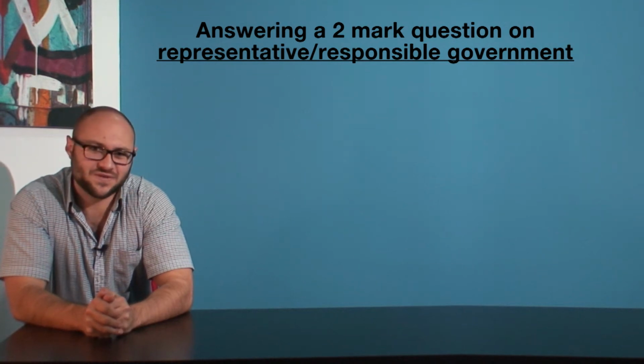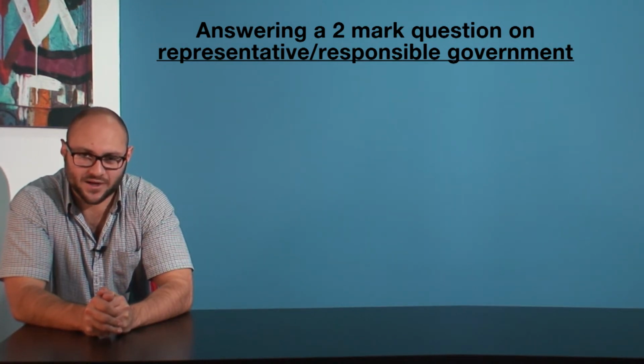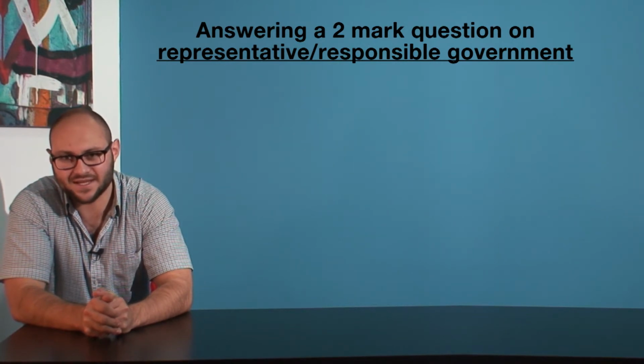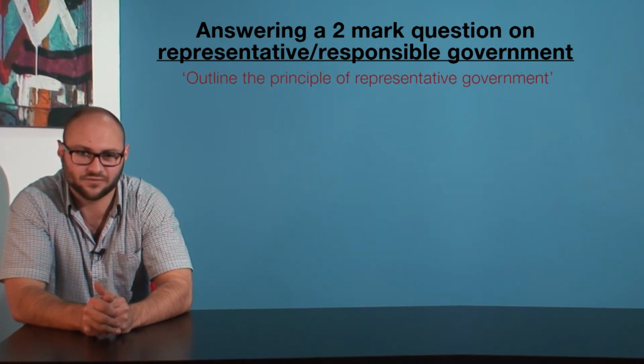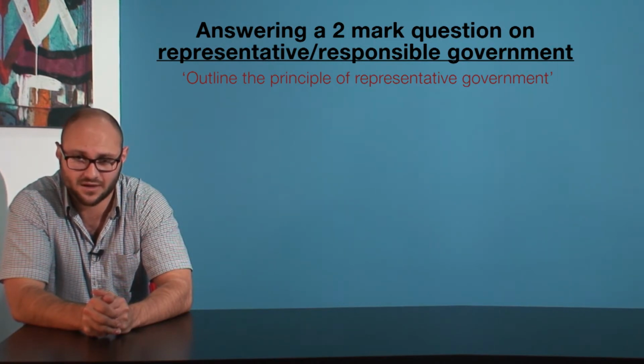Hey guys, in this video we'll address how to answer a 2-mark question about representative or responsible government. In a SAC or exam, you may be asked to outline the principle of representative government, which will generally be worth no more than 2 marks. To ensure that you receive the full 2 marks, you should write 3 key points.